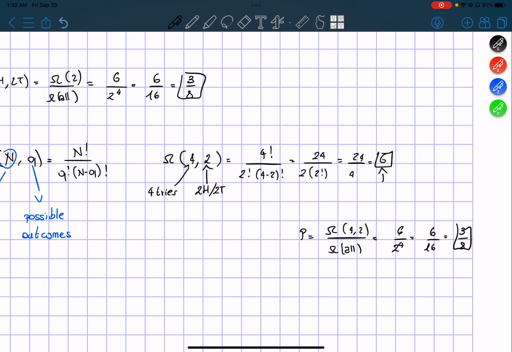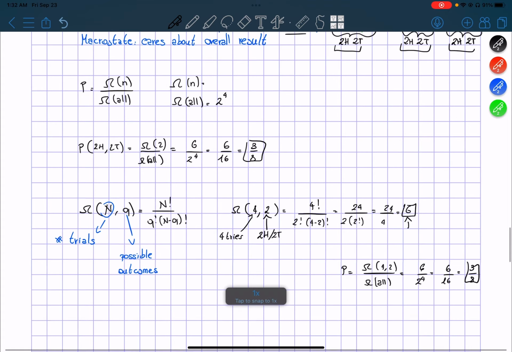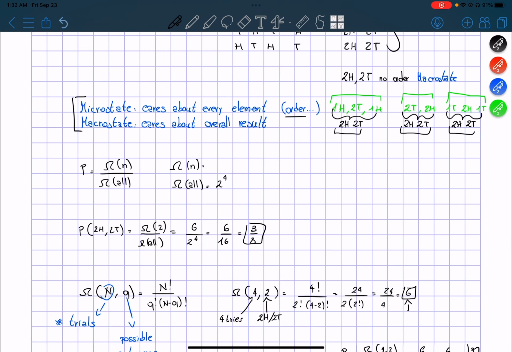There we go. This is quite easy, I like to say. It's not too complicated. However, you definitely need to try hard enough. You need to learn the difference between microstate and macrostate. But after you learn these two, you should be good.